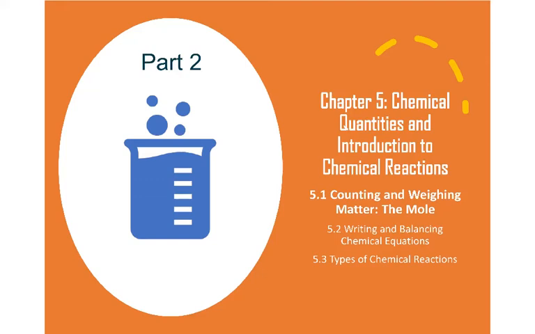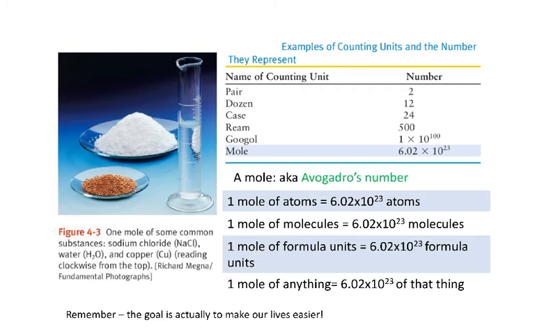So we're continuing to talk about the mole and counting and weighing matter. So we just learned about the mole being a counting unit similar to a dozen or a ream or a case. So it is a special unit though, and it's used pretty much exclusively in chemistry. And you'll see in a few slides where this number comes from, but it's also known as Avogadro's number.